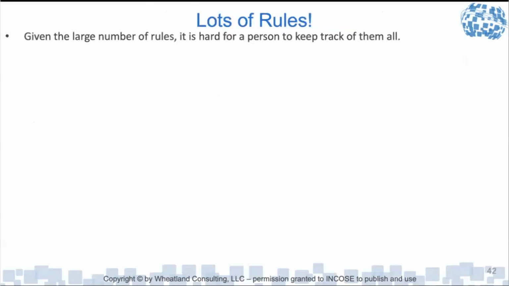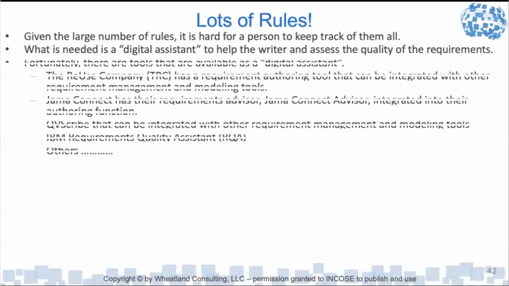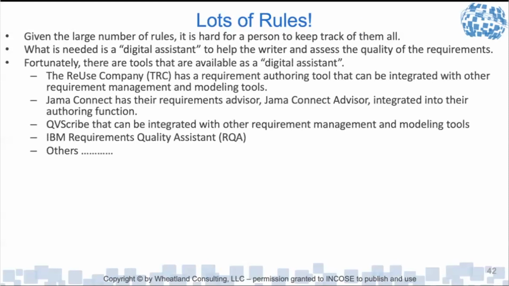We have lots of rules. It's hard for the human mind to comprehend all that. So it's good to have a digital assistant to help assess the quality of the requirements. And fortunately, there are tools available as a digital assistant. The Reuse Company specializes in requirement authoring tools that can be integrated with other requirement management and modeling tools. When you're going to craft a requirement, their digital assistant will help you avoid a lot of these issues and adhere to the rules that are defined within the tool. And also, if you have a set of requirements, it'll evaluate them and tell you what kind of defects it sees as far as rule violations.